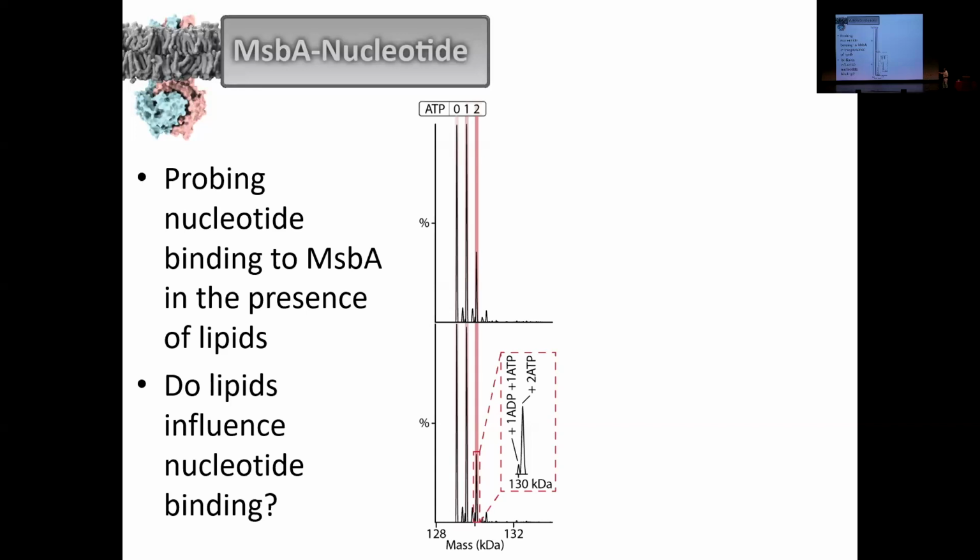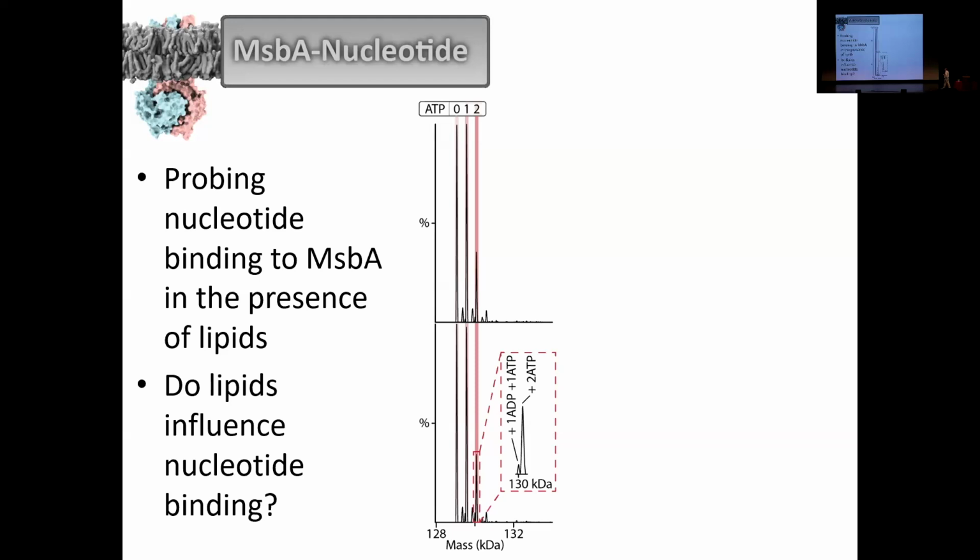If you look down at the bottom, you can see ATP binding of 1 and 2. And we can see a peak emerging here that corresponds to 1 ADP and 1 ATP. By the way, this was really exciting to us because it's telling us that the transporter, which has 2 nucleotide binding domains, is turning over 1 ATP at a time. Imagine an engine in your car. It doesn't fire all pistons at once. It fires them independently of each other. Same thing with the transporter. It's firing by using 1 ATP at a time.